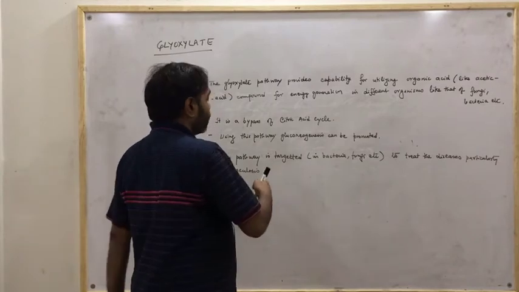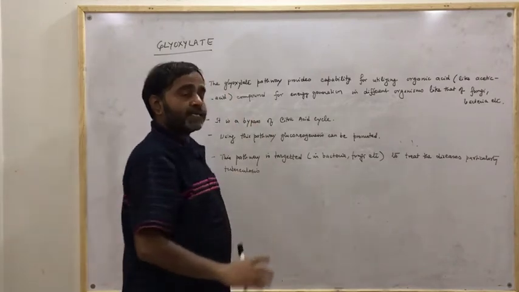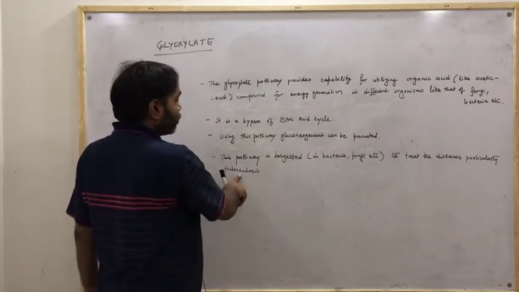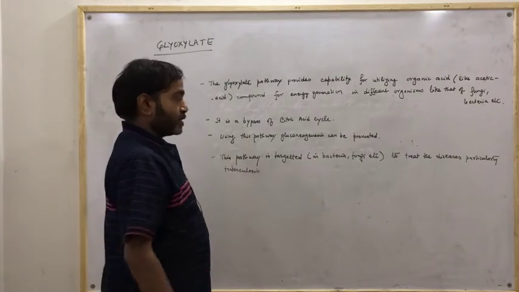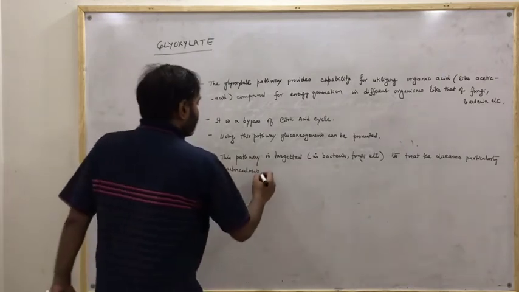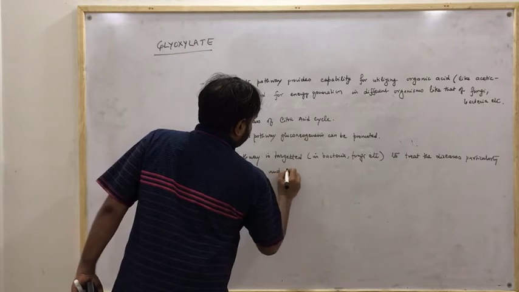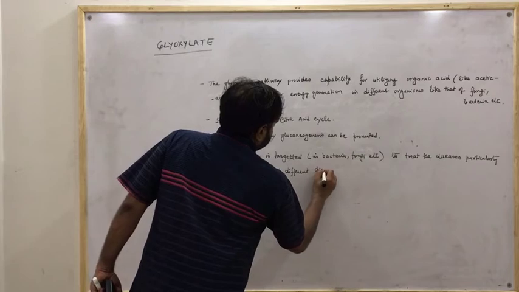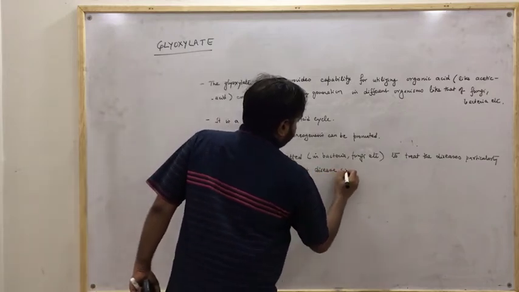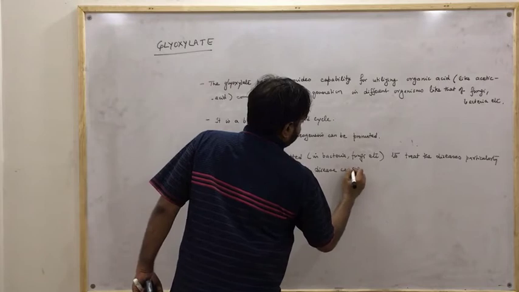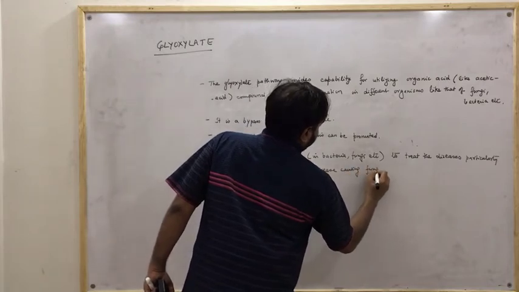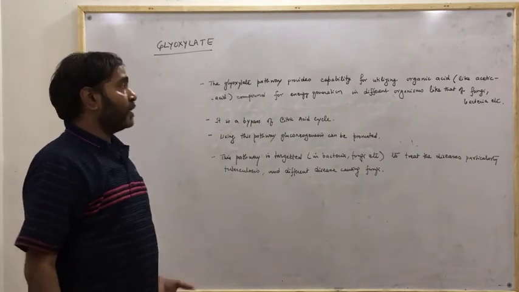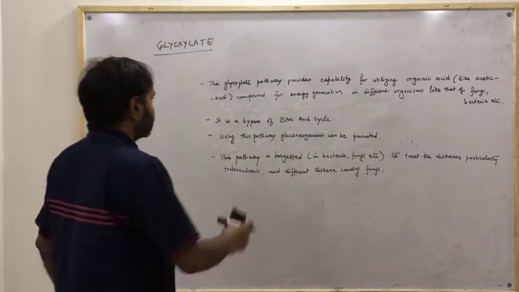So for that reason, what happened? This particular pathway is targeted in those pathogens. That's why in case of Mycobacterium, which causes tuberculosis, such a strategy is used, and different disease causing fungi. So these are the relevant points regarding the glyoxylate pathway. Now we will see the other things which are associated with that.